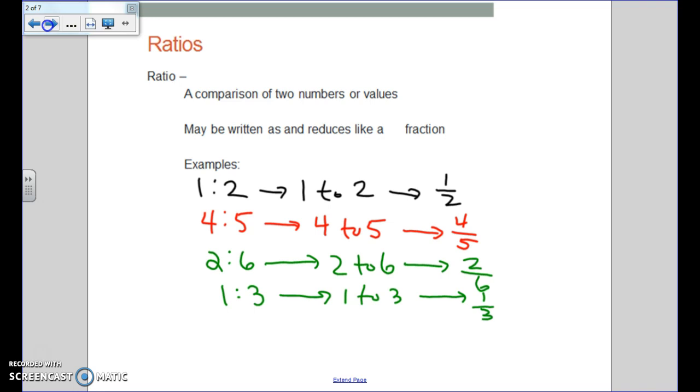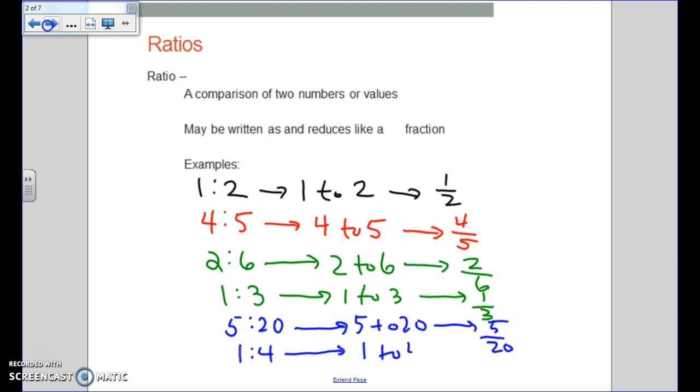Let's just do one more. If I had 5 to 20, that could be written as 5:20. But really, we know it would be the same as 1 to 4, or 1:4. So I want you to start looking at ratios and remembering that you can reduce them similarly to a fraction. Basically, a ratio is a comparison between two things.